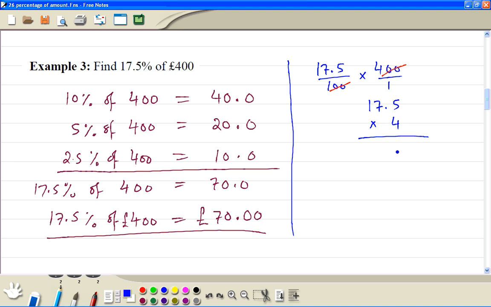So 4 times 5 is 20. So we add 0 and carry 2. And now we have the decimal to put there. Then 7 times 4 is 28 plus 2. That gives 30. So we carry 3. 4 times 1 is 4 plus 3. We get 7. So therefore 17.5% of £400 is equal to £70.